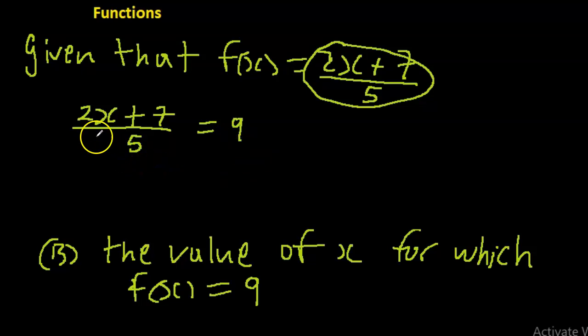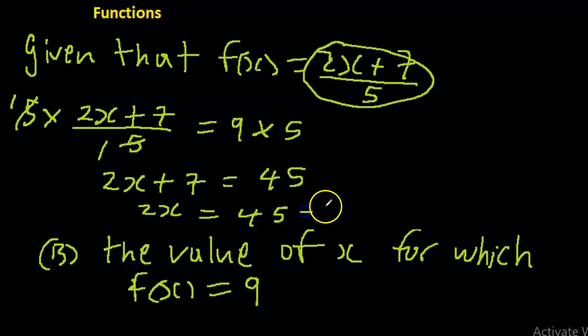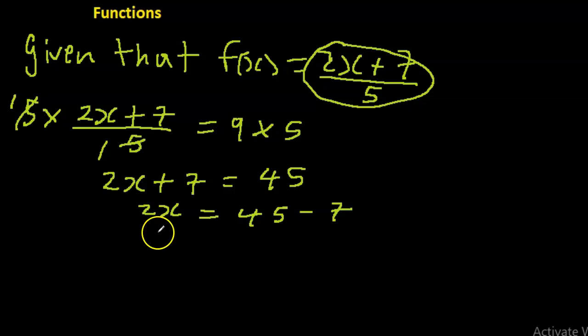And then you can times both sides by 5, because you want to get rid of the denominator. So 5 times the left hand side, and 5 times the right hand side, and 5 into itself, 1 time. So what you have is 2x plus 7 equal 9 times 5. What's 9 times 5? 45. And then you group the 7 over here, so 2x would be equal to 45 minus 7. Or if you want to say you subtract 7 from both sides, so you end up with 2x equal to, what's 45 minus 7? 38.